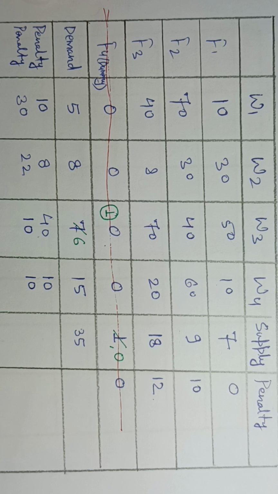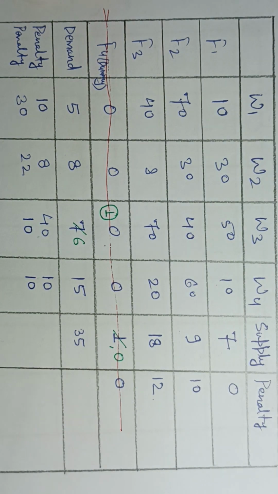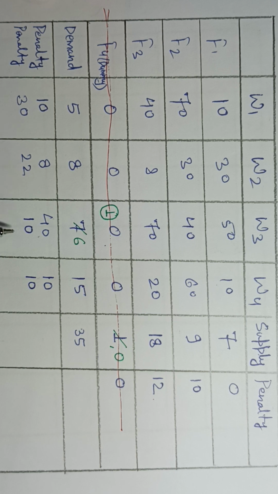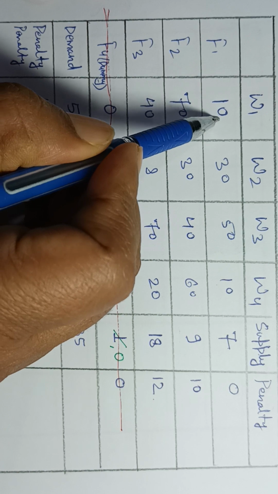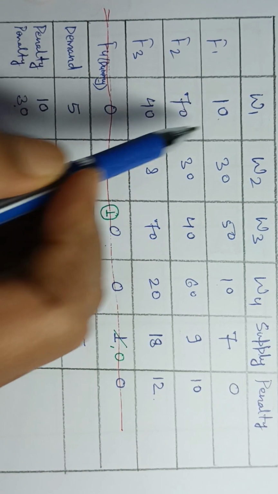So we will check what is the highest penalty. So here 0, 10, 12. And in the columns 30, 22, 10 and 10. So the highest penalty is 30. See here, the highest penalty is 30. So here in column 1 we will check the least cost. So the least cost is 10 here.